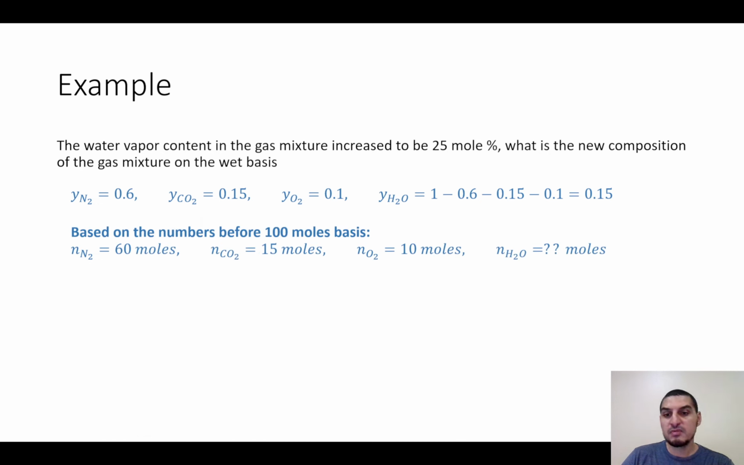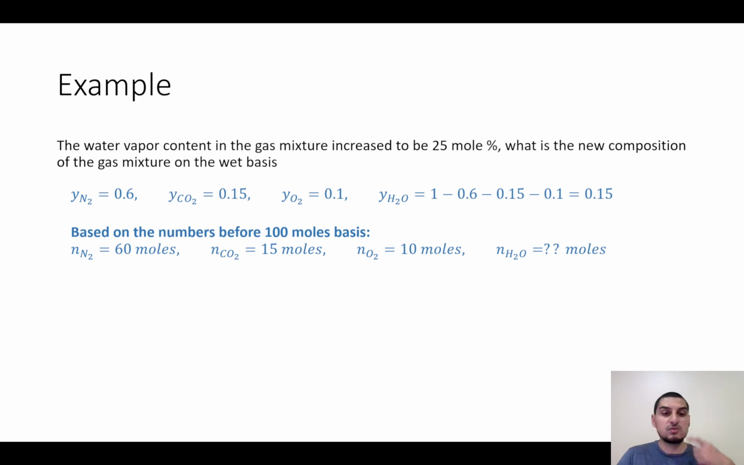So what we can do is simply this is what we originally had in the beginning, and now based on the 100 moles that we assumed in the previous part, we can say that the number of moles of all of them is the same. And this is what I was saying, that the number of moles of the rest of the gases is going to be constant. The only difference is that their mole fraction will decrease because the number of moles of water increased, but I don't know the new number of moles of water.